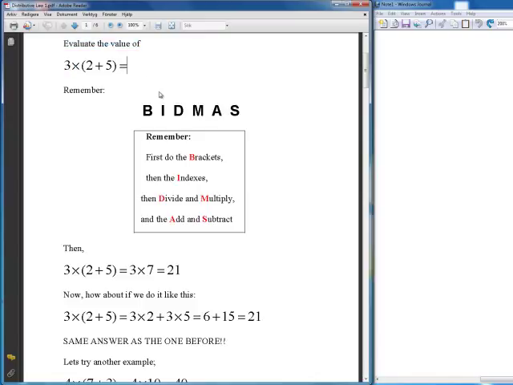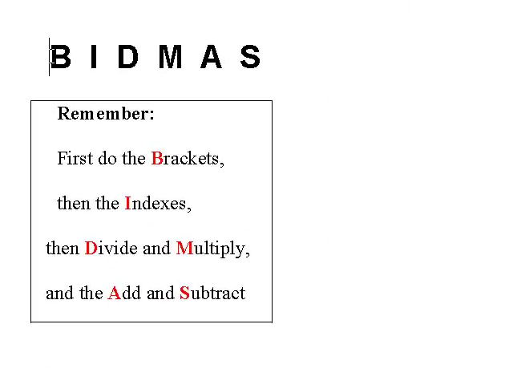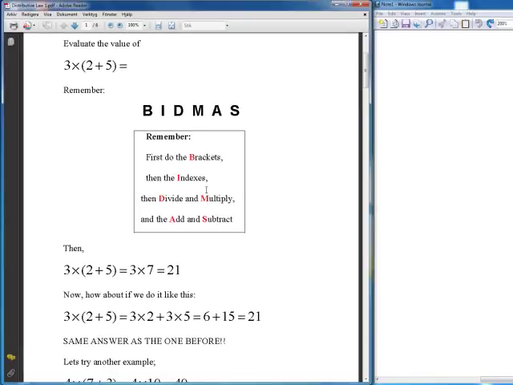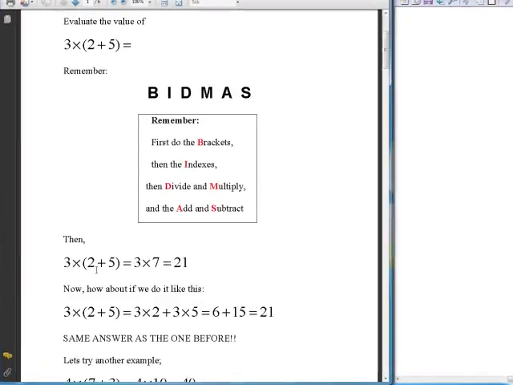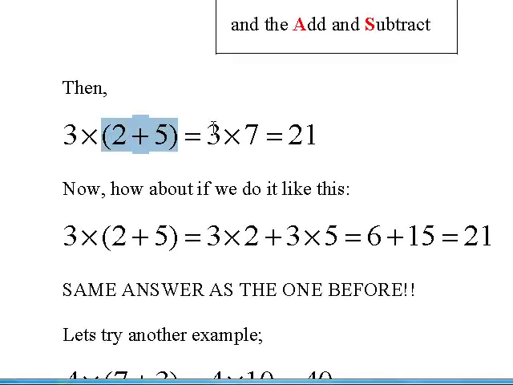Okay? So if we remember BIDMAS, which was a rule of remembering which operations we do in which order. We start first with the brackets, and then we do the indices, and then division, multiplication, then we add and subtract. So if we do it according to BIDMAS, first do the brackets. So down here, 2 plus 5 is 7. Then we take 3 times 7 is 21.